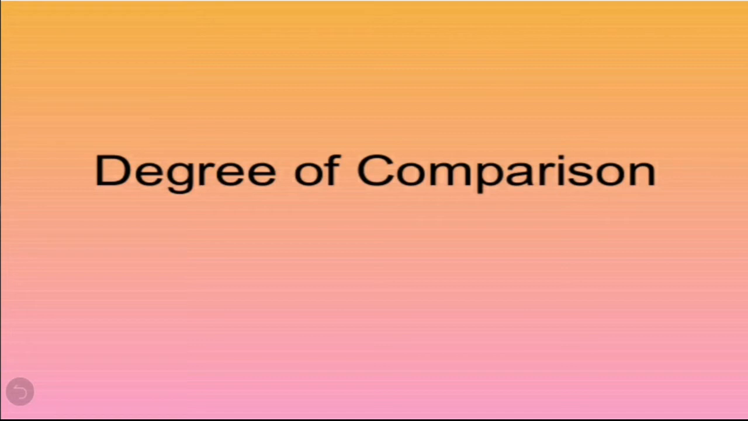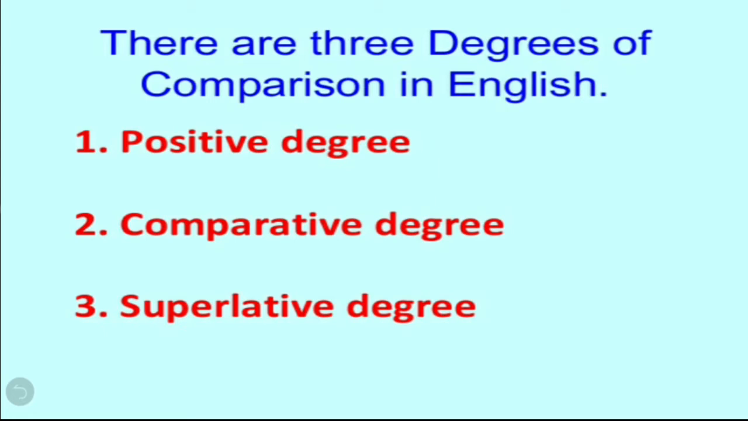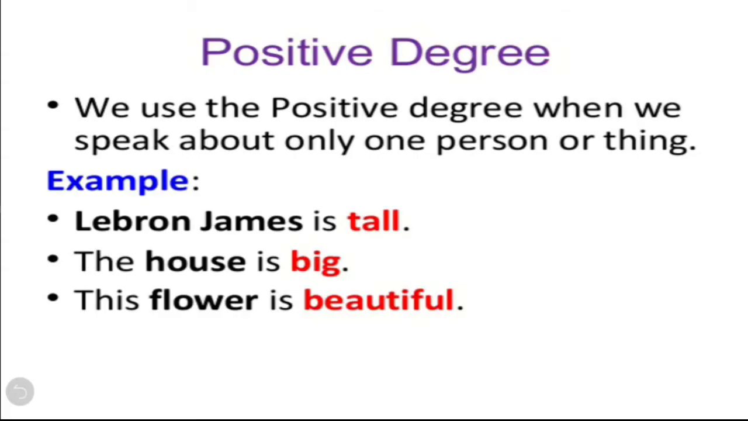So children, let's have a look at the degrees of comparison. As I have told you, there are 3 degrees of comparison in English. First, positive degree. Second, comparative degree. And third, superlative degree. Now let's see what the positive degree is. We use the positive degree when we speak about only one person or thing.